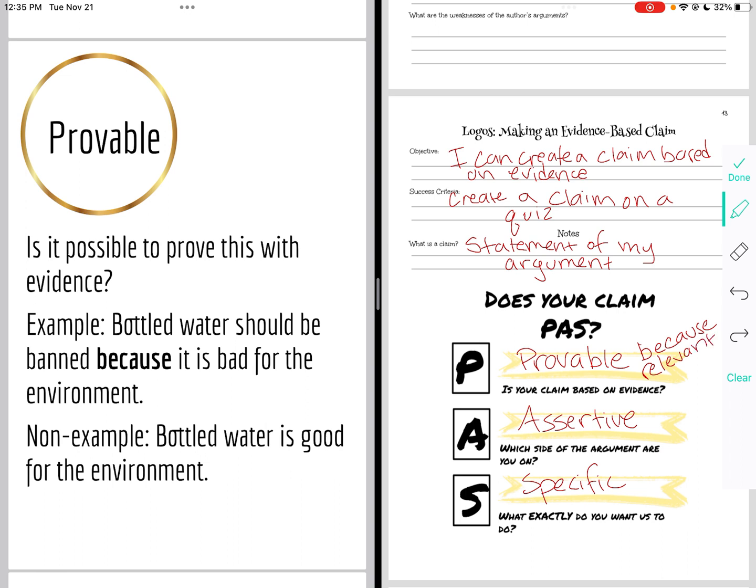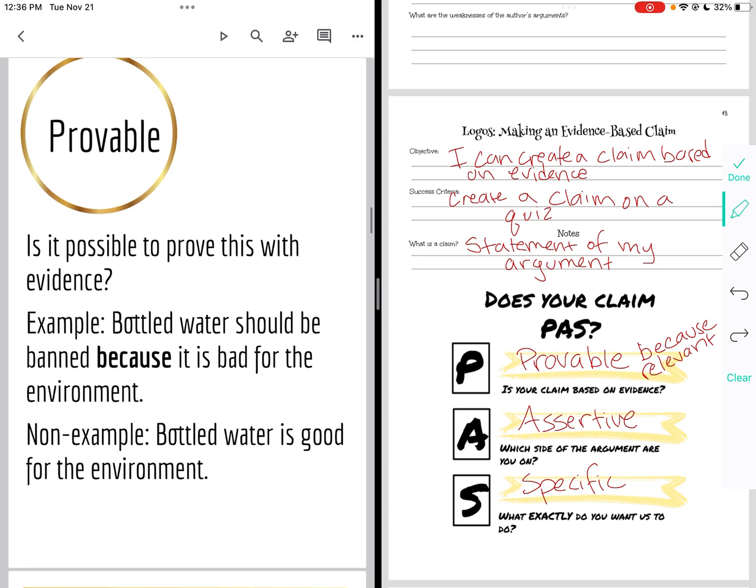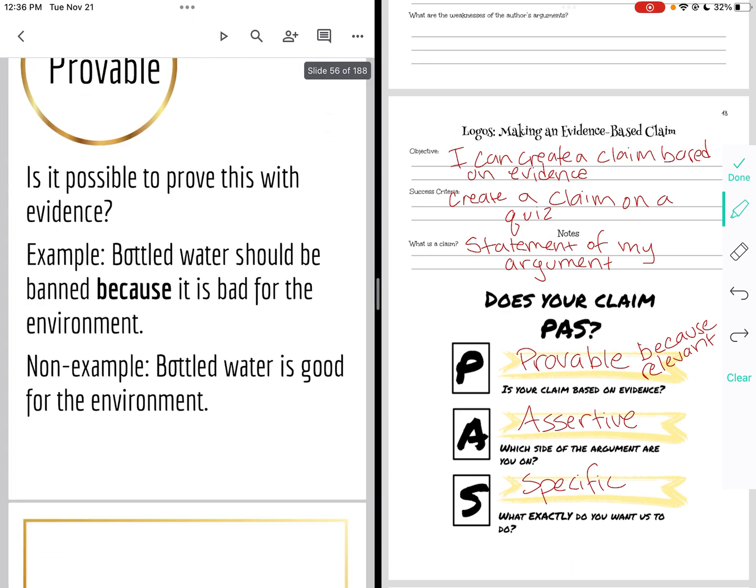So for example, if I say, you should give me food because I'm hungry, that might be relevant to me, but is it relevant to you? Does my hunger matter to you? If it does, then maybe you'll give me some food. If it doesn't, then you probably won't. Here we have this over here in the PowerPoint, we have bottled water should be banned because it is bad for the environment. So here, all we have to do is prove it is bad for the environment. A non-example would be say bottled water is good for the environment, because that is something that's not based on evidence. It would be very difficult to prove that because there's no evidence that shows that it's true.